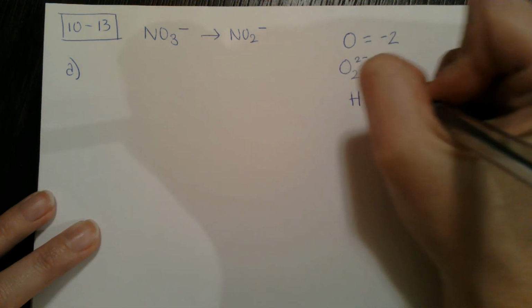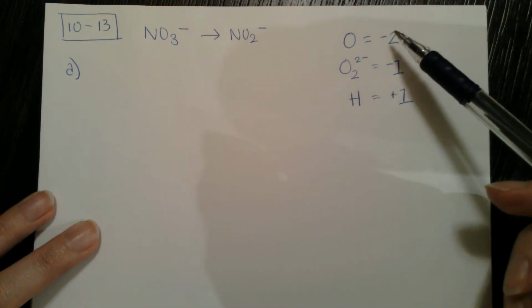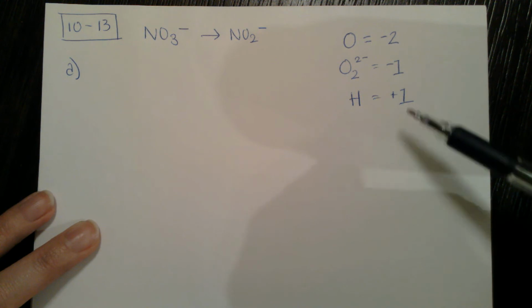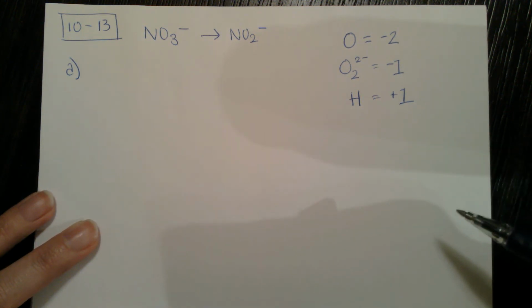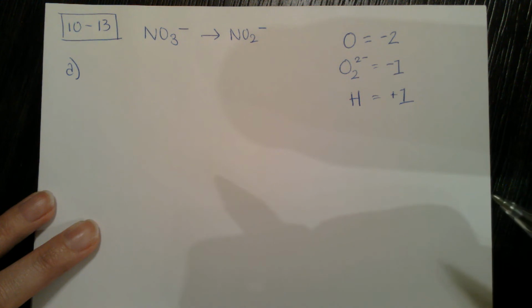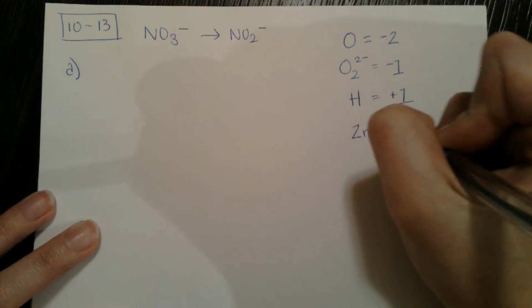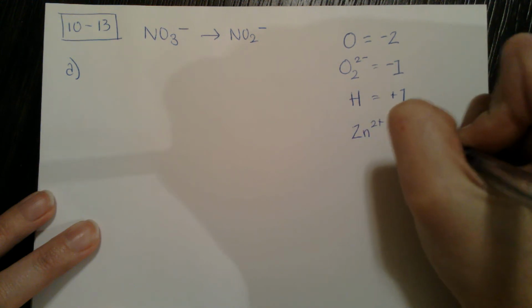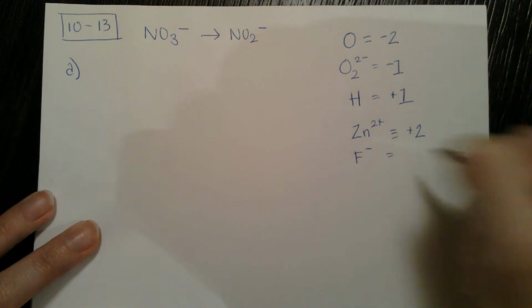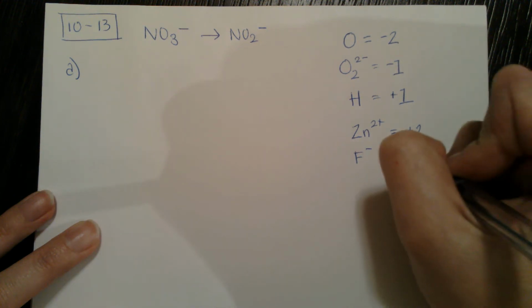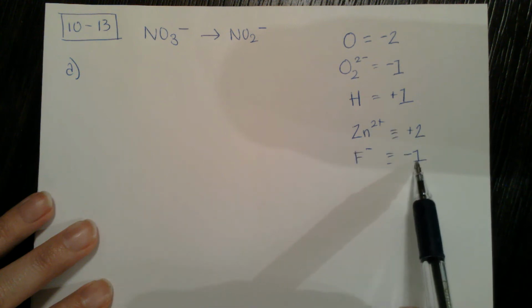Hydrogen in a compound is always +1. So generally speaking, between your oxygen and your hydrogen, you can figure out pretty much what everything else is. Another sort of thing, if you have a monatomic ion, like for example, zinc 2+, it just equals the charge. Or if you have that for an anion, like fluoride ion, F-, the oxidation number is just -1. So charge if it's monatomic.